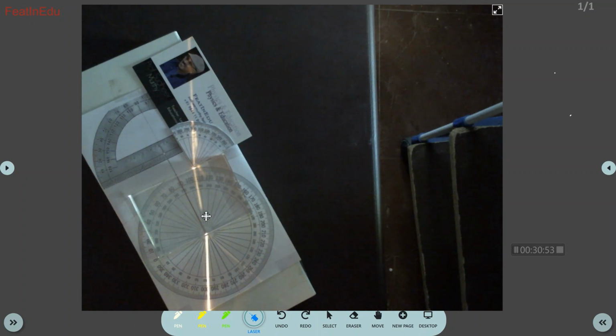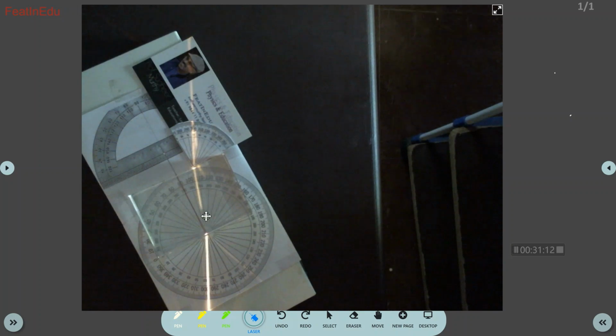Angle of refraction, sir, what is that? You have to write clearly: the angle made by the refracted ray with the normal at the point of incidence. Because you can draw many normals. Anywhere you can draw a normal, but it must be at the point of incidence. Now you understood angle of refraction and angle of incidence.